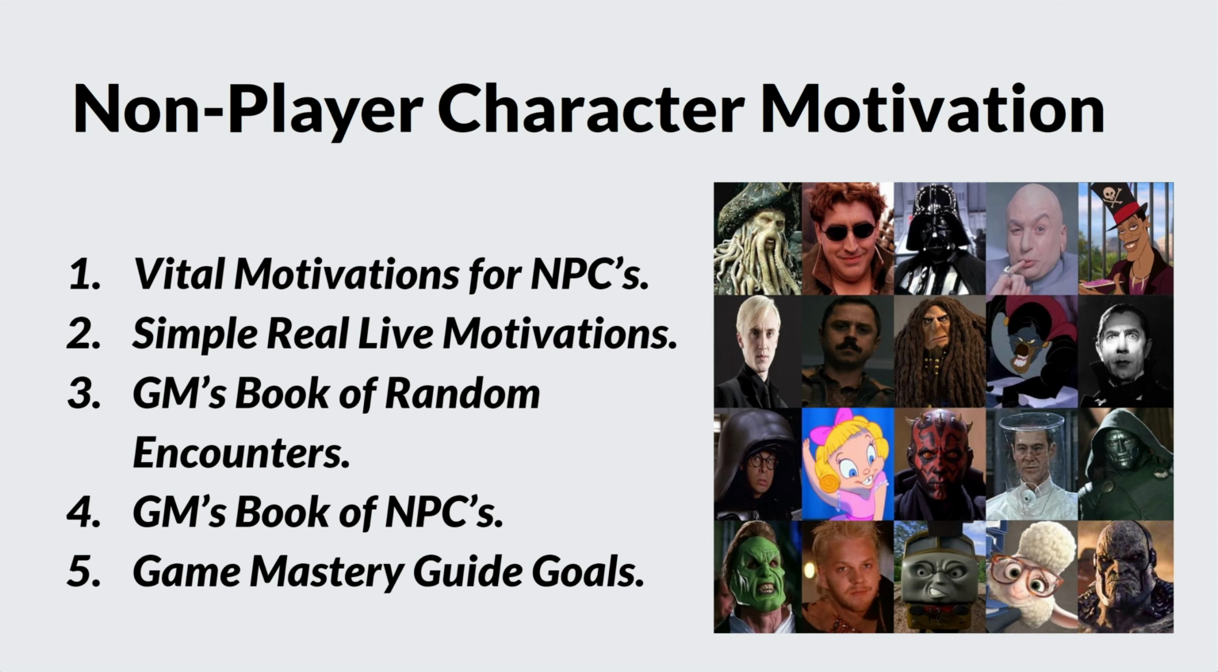Motivation tables for villains and NPCs can also be found in most Game Master guide books for any kind of role-playing game. If there's a Game Master guide or a Dungeon Master guide of some kind, you will usually find in there a section that gives you a whole lot of motivations for villains and NPCs that you can use. The Game Master's Book of Random Encounters has a table on page 239 to 244 with non-player character objectives and motivations. And there's 100 of them. There's 100 different motivations there.